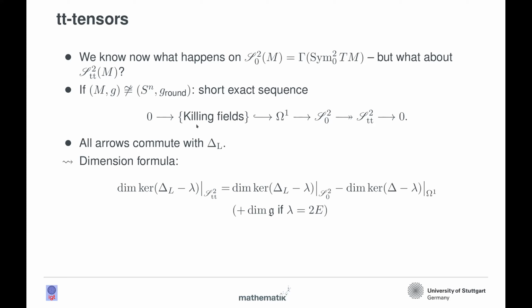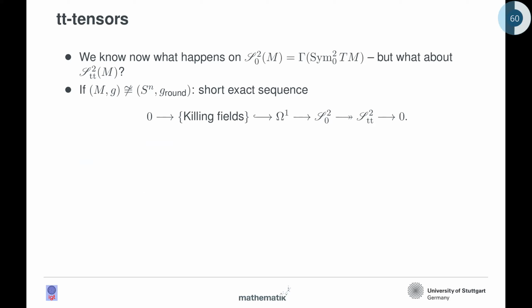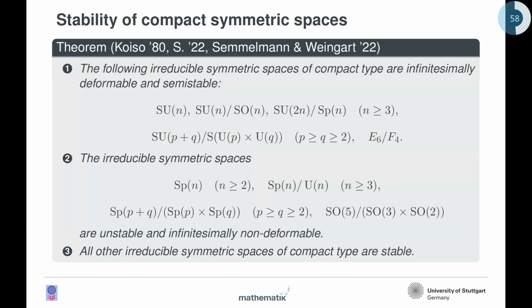So the Killing fields are the infinitesimal generators of isometries, and in the symmetric space of compact type, the isometry group is just G. So we just add this dimension of G if we are at the critical eigenvalue. Okay, and with this, finally, we could get the results that I just showed. So here they are again.